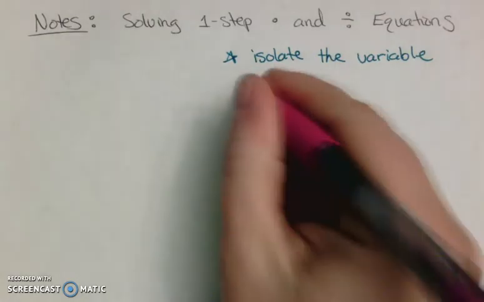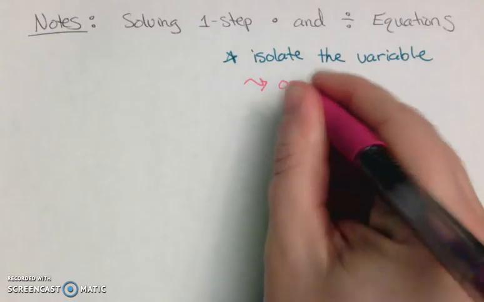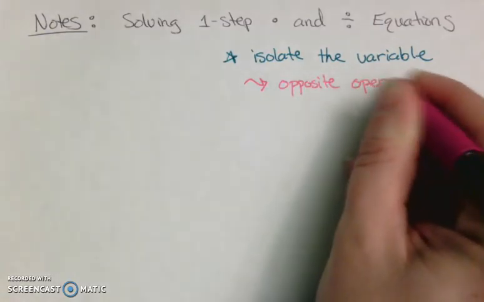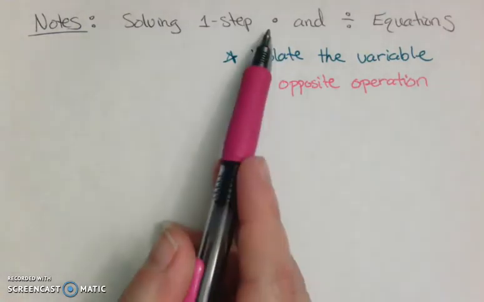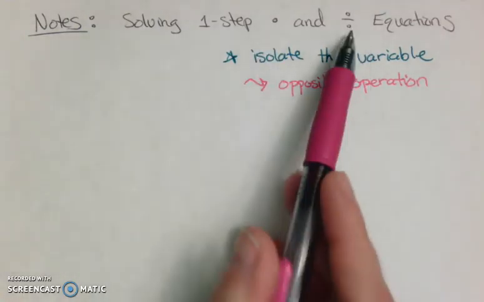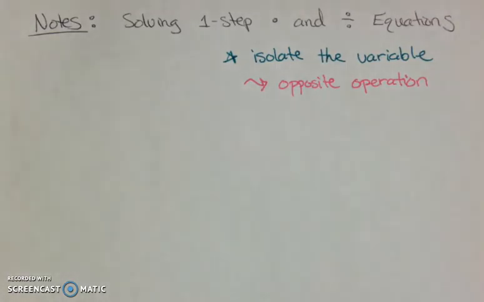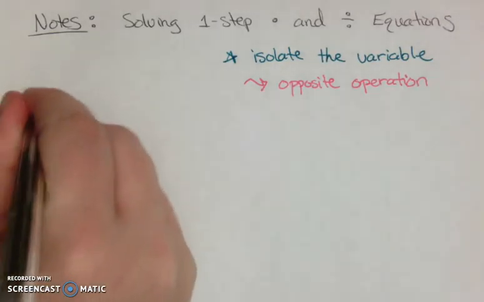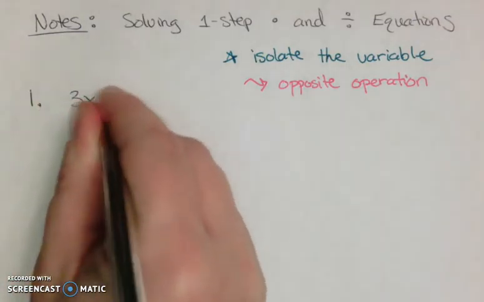And in order to get the variable by itself, to isolate it, what we do is the opposite operation. So same here. When we have a multiplication, we're going to divide. And when we have division, we're going to multiply in order to isolate our variable. So here's number 1. We have 3x equals 15.